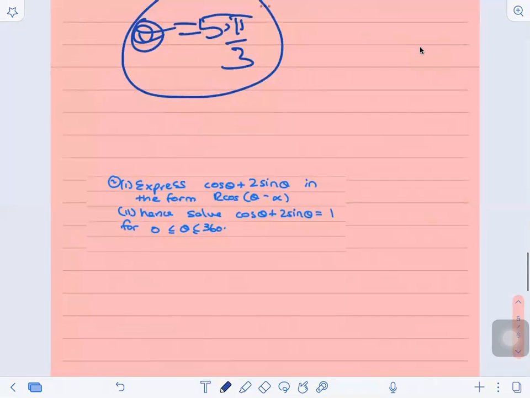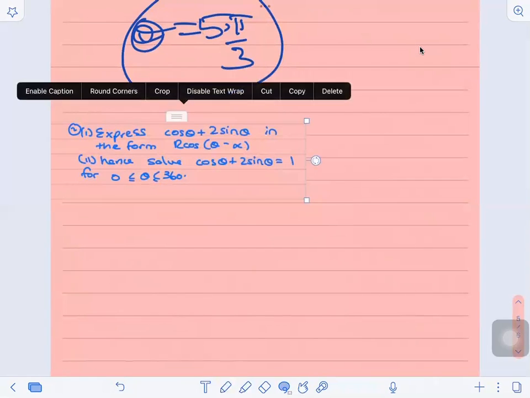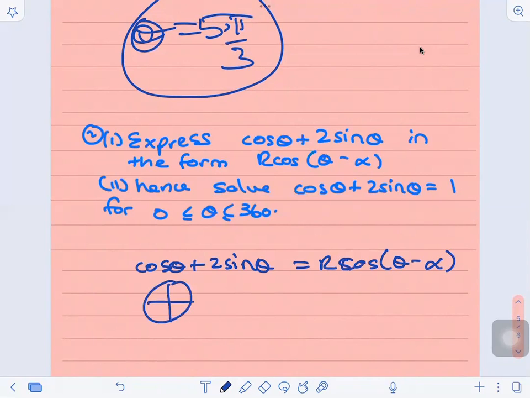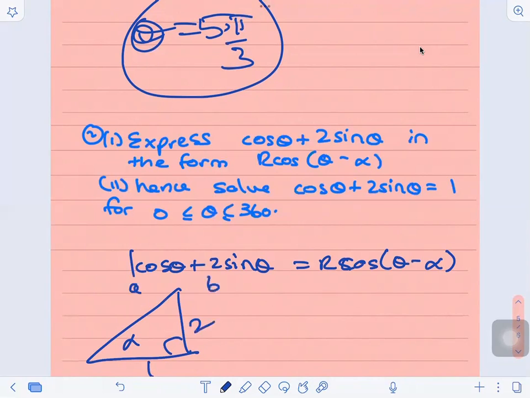Okay, and finally, this is my last example. This one, we're going to do in degrees. So express this, so you've got cos theta plus 2 sine theta. We're going to express it in the form of r cos(theta minus alpha). Where is, sorry, not doing that yet. We've got the triangle happening, so we go alpha, A is 1, B is the 2, and that's the R. So R squared is 1 squared plus 2 squared. R squared is 5, R is root 5.